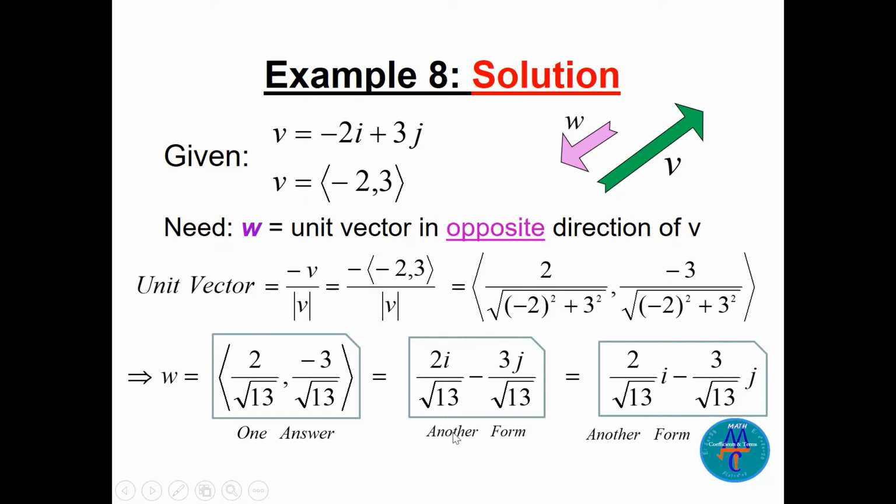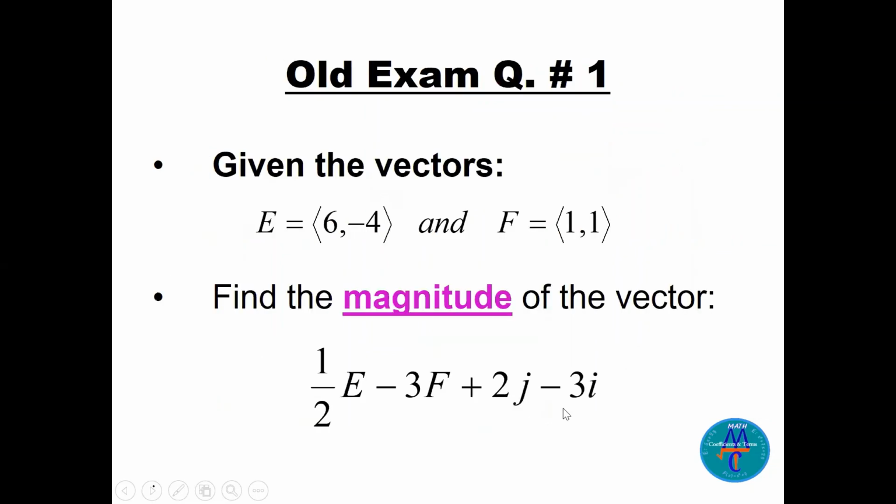Or we can write it in another form. We can write 2i over square root of 13 minus 3j over square root of 13. See, that's the same answer, but a different form. Another form also, we can take i and write it here on the line: 2 over square root of 13 i minus 3 over square root of 13 j. So all these are different forms.